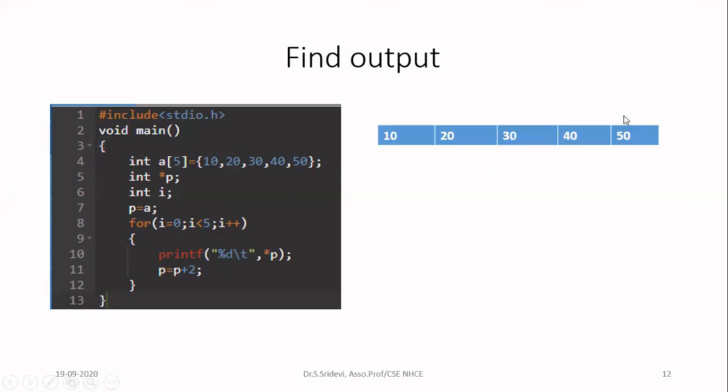Yes, now we will see. The answer is correct. First, I am making the pointer point to the base address. So initially it is here. Then I am going to repeat the loop 5 times. The first time, I am printing star P, so it will print 10. Then I am incrementing P = P + 2. That means the pointer will go here.